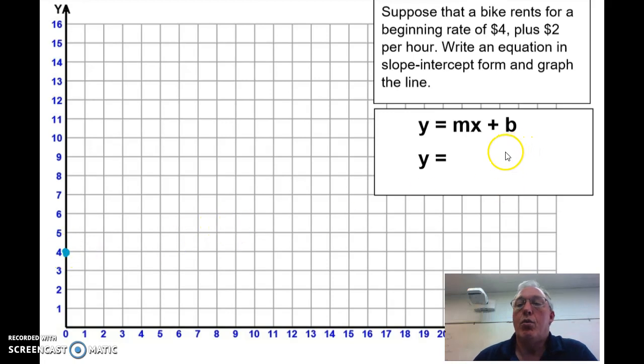Okay. What we can also do is fill in the equation for what the y-intercept would be, plus $4, because that's where we're going to begin. That's where this line would be crossing on the y-axis.